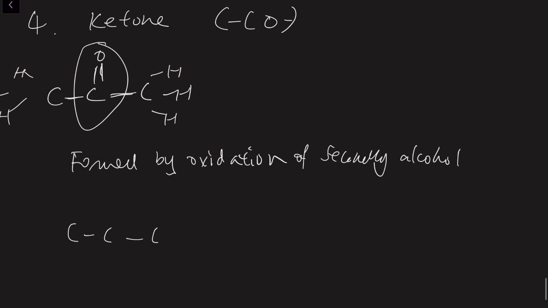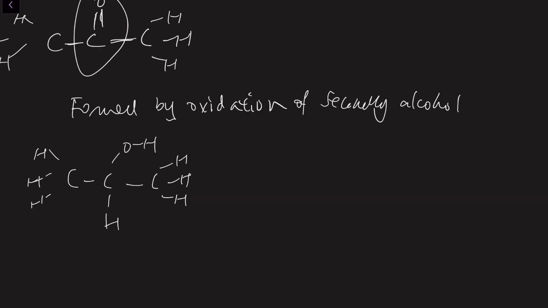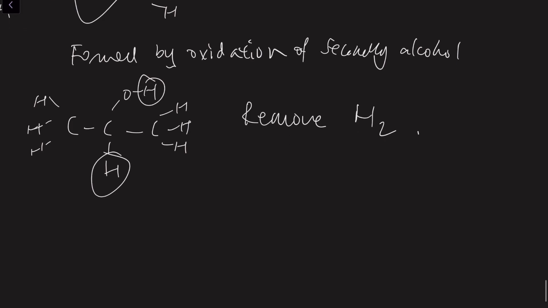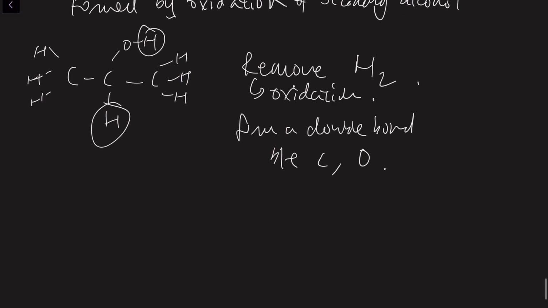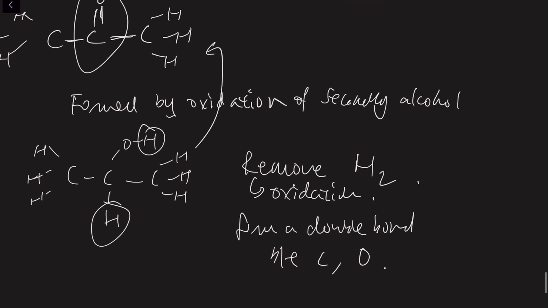So if you have something like this, you remove 2 hydrogens, which is the definition of oxidation. Oxidation is the removal of hydrogen or gaining of oxygen. And then you form a double bond between carbon and oxygen. So it becomes like this.